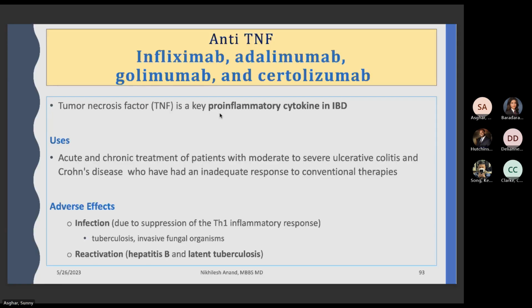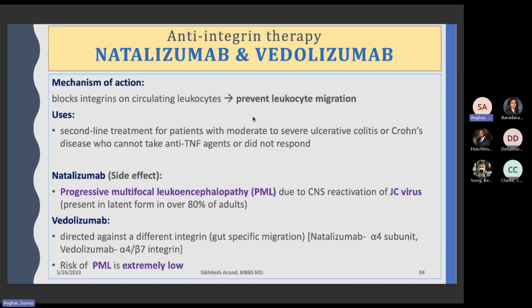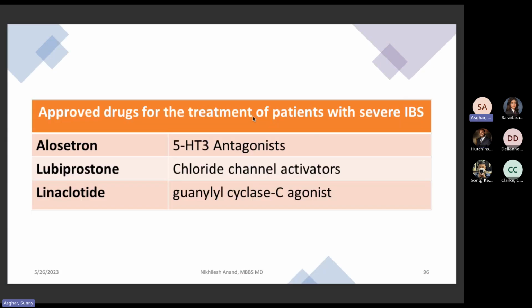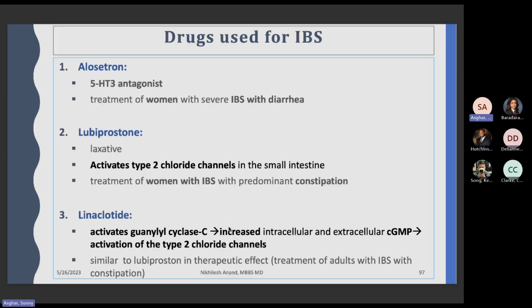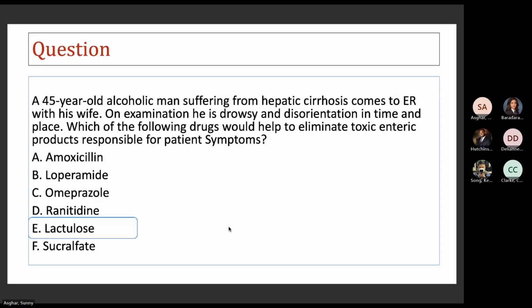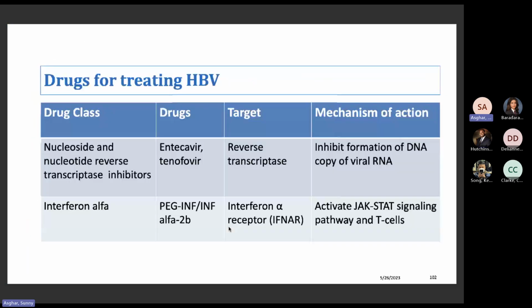And just more questions, anti-TNF, right, for tumor necrosis factors. This is all IBD. Again, this is going to be posted, so you guys can feel free to go over it, given I don't have much time left. These are all going to be posted for you.